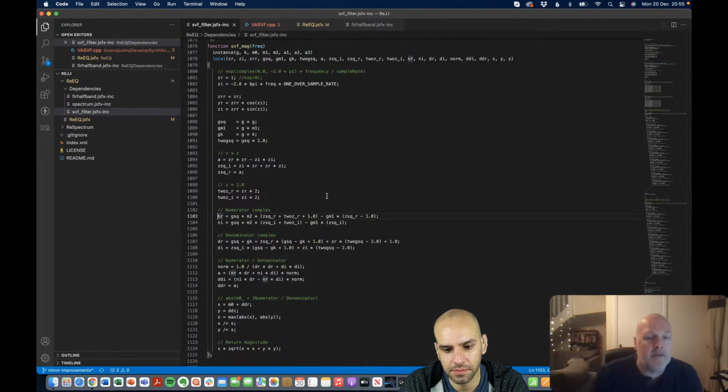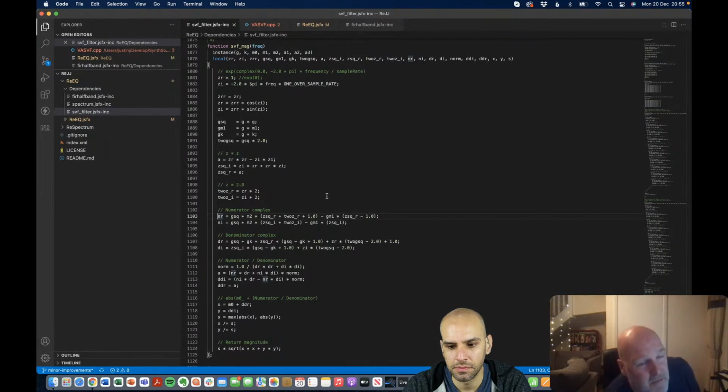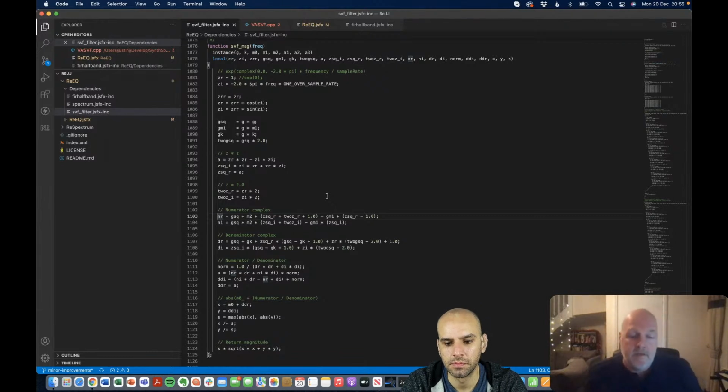Yes, absolutely. So it turns out that all the people that, a few years ago on the forums were saying SVFs don't really lend themselves very well to getting the magnitude of the frequency response. Well, they were kind of right. It's not as easy as doing it for biquads. It's not as straightforward.